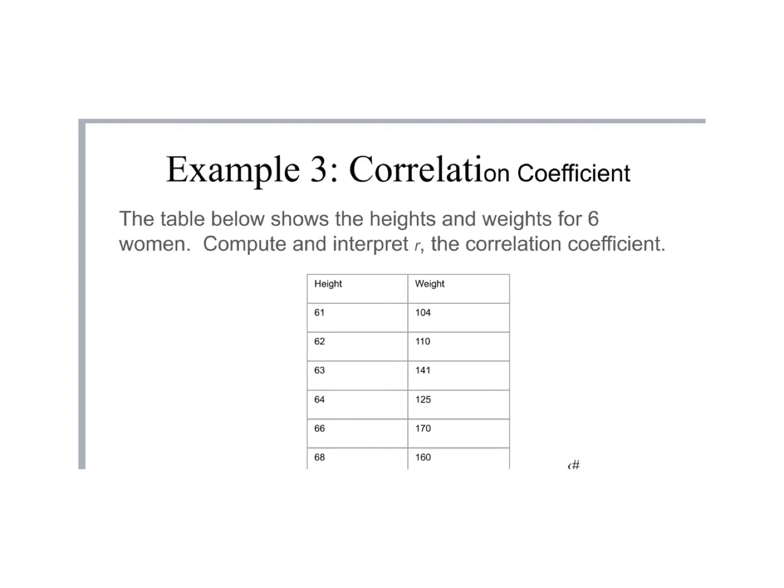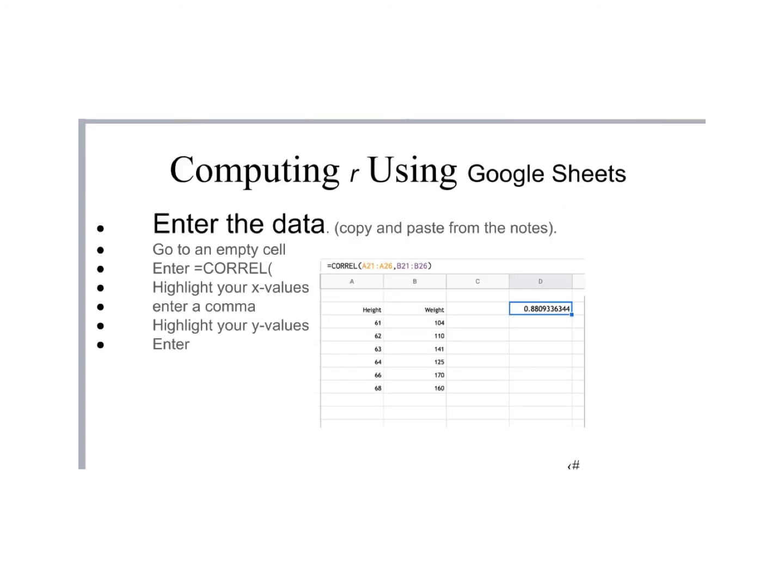We're also going to make a scatter plot graph for this. So go ahead and pull up the notes and copy and paste this table into a Google Sheet, please. Okay, so once you have your Google Sheet up and the table has been copied into your sheet, you should show your 2 columns with height and weight. So once you do that, you're going to go to an empty cell.